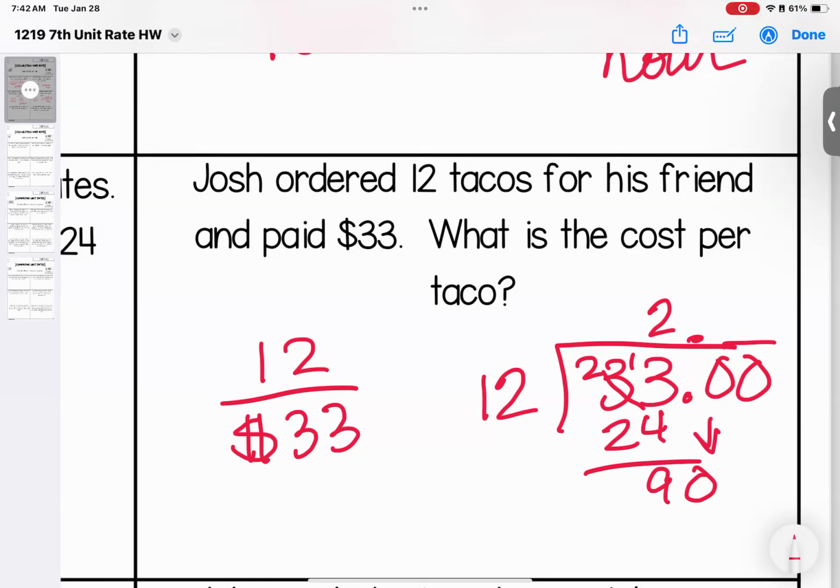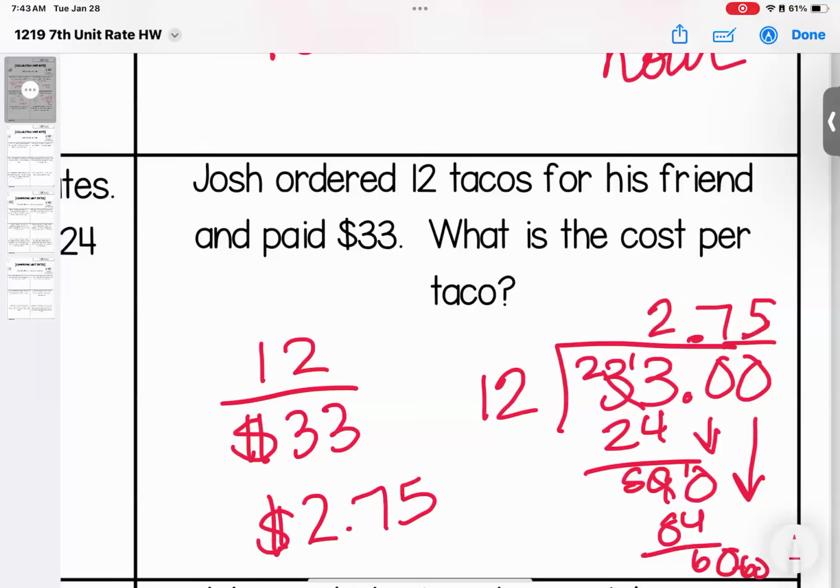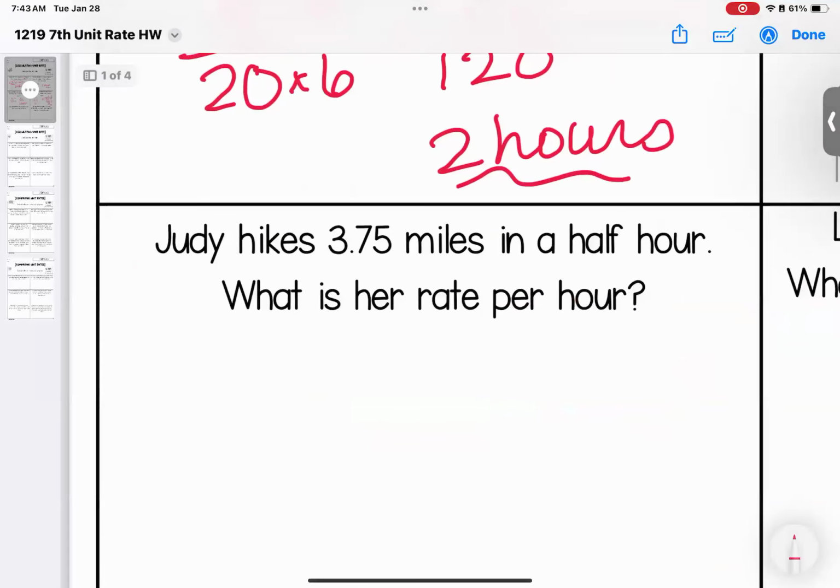12 goes into 90 7 times. 7 times 12 is 84. Subtract 4, 6. And then 12 is going to go into 60 5 more times with nothing left. So each taco is $2.75.